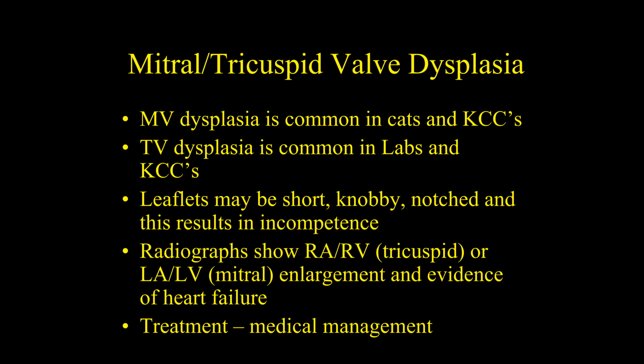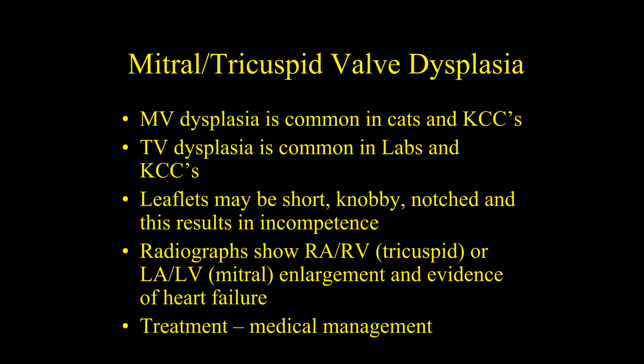Mitral valve dysplasia is really common in cats and especially common in King Charles Cavalier dogs. Okay. The King Charles Cavaliers also have lots of problems, which we'll find out when we talk about the neuro stuff coming up. Okay. Tricuspid valve dysplasia can also happen in Labradors and also King Charles Cavaliers.